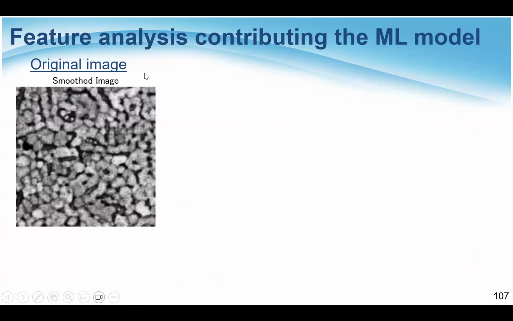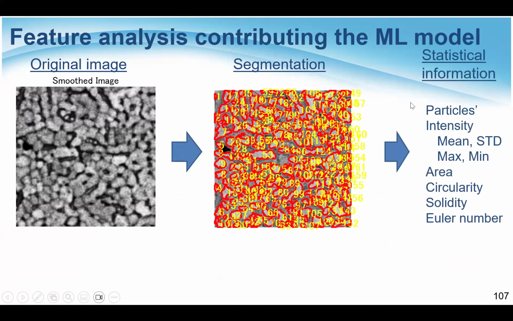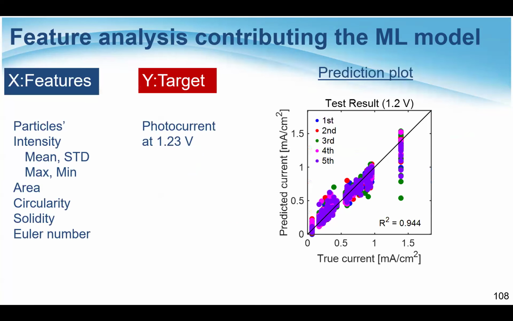And finally, we analyze why this can help in understanding the PC curve. This is the original SEM image, and we want to do particle analysis. So we did the segmentation and took statistical information of the particle intensity, area, circularity, solidity, Euler number, and so on. These are the general features. Then using these features, the photocurrent value was predicted, and the R2 value was actually quite high, over 0.94, around 94.